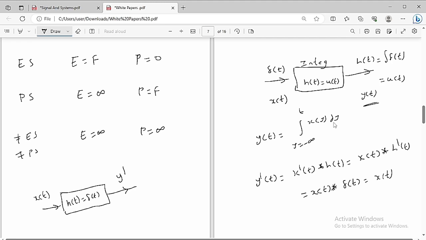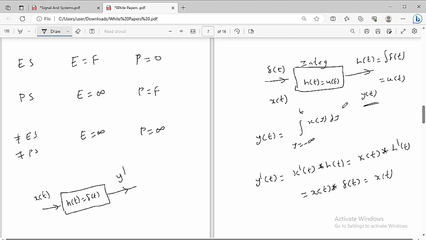So we can say for this system the impulse response is h of t. For that system, the input is delta of t, then this output is the differentiation of the previous output. Suppose if you want this one from here, we have integration of this one. If you want this one, we have differentiation of this one. And if you want this one, we have integration of this one.